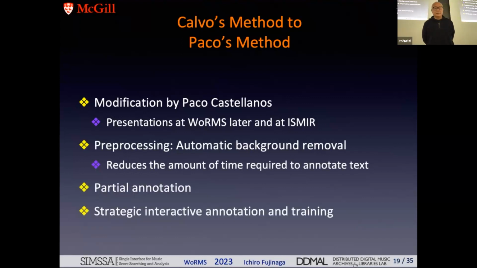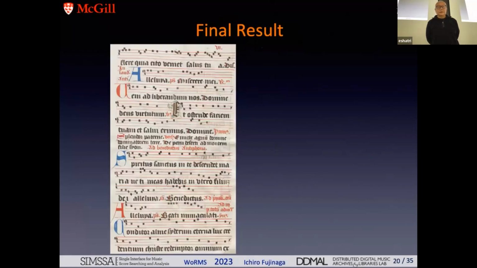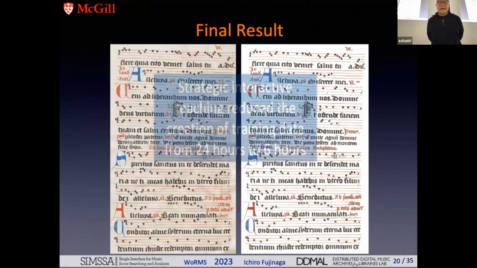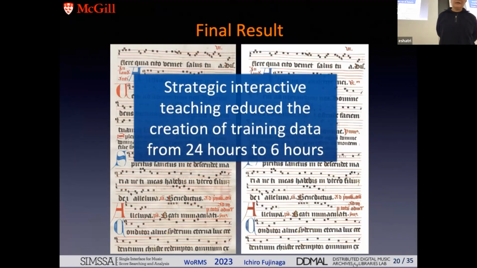And we keep doing the partial annotation, and we do the strategic interactive annotation and training. So you learn what it's learning. So you get better at teaching, and that's how we do things. So here's the final result, and that's what it looks like. And the strategic interactive teaching reduced the creation of training data from 24 hours to 6 hours. That's huge when you have to pay people to do it. Even if you ask people for crowdsourcing, it'd be much easier on them.